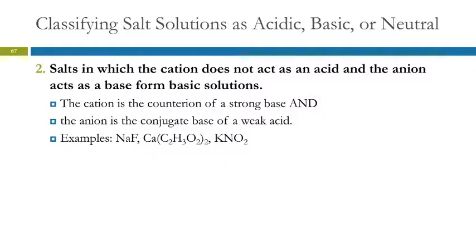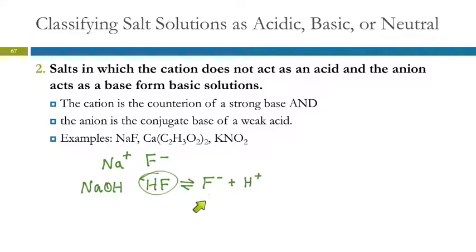If we have something where the cation doesn't act like an acid, but the anion acts like a base, we're going to get a basic solution. So down here we have some examples that look similar to those other ones. Let's look at NaF that has sodium ions and fluoride ions. So sodium might come from sodium hydroxide. Fluoride might come from hydrofluoric acid. This is a weak acid, so it only ionizes partially.